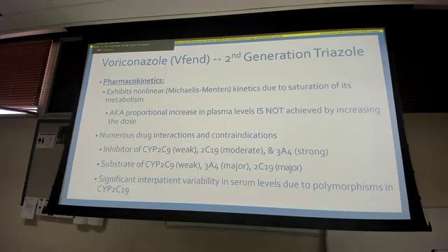So voriconazole is a little bit different compared to the other azoles because it exhibits nonlinear kinetics due to saturation in its metabolism. Meaning with this drug, we have to do a lot of therapeutic drug monitoring to make sure we have therapeutic levels. So any slight changes in the dose can cause huge differences. When we change the dose, we do maybe a 50 to 100 milligram increase or decrease, not like double, because it can affect the patient's levels and cause potential toxicity.